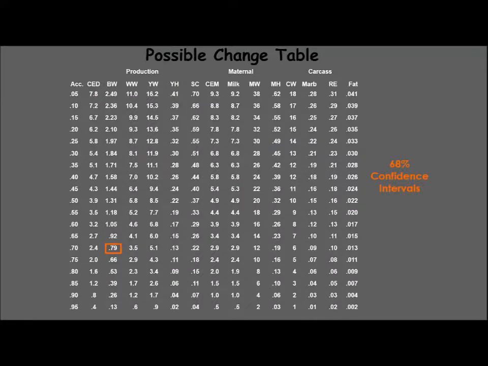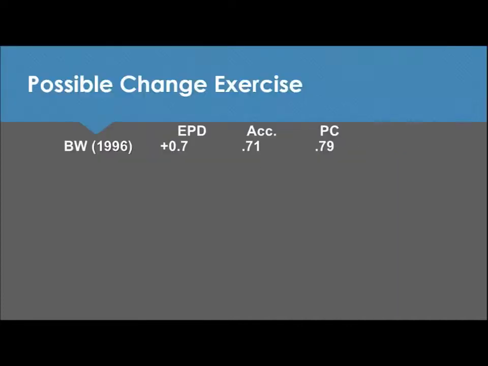So in the same way you can find those EPD percentile rank tables, if you Google a breed and possible change table, most of your major breed associations will have these possible change tables that let you look these up. And what these principally let you do is develop 68% confidence intervals around the EPD. So that was a birth weight EPD, and it was at close to a 0.7 accuracy. So we look over in the table here, we can see that's 0.79 is our possible change value.